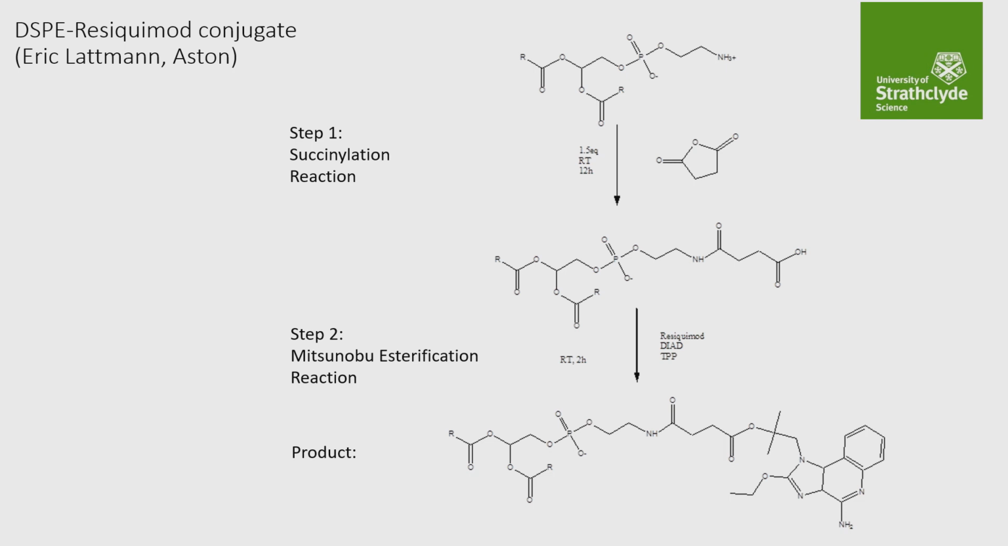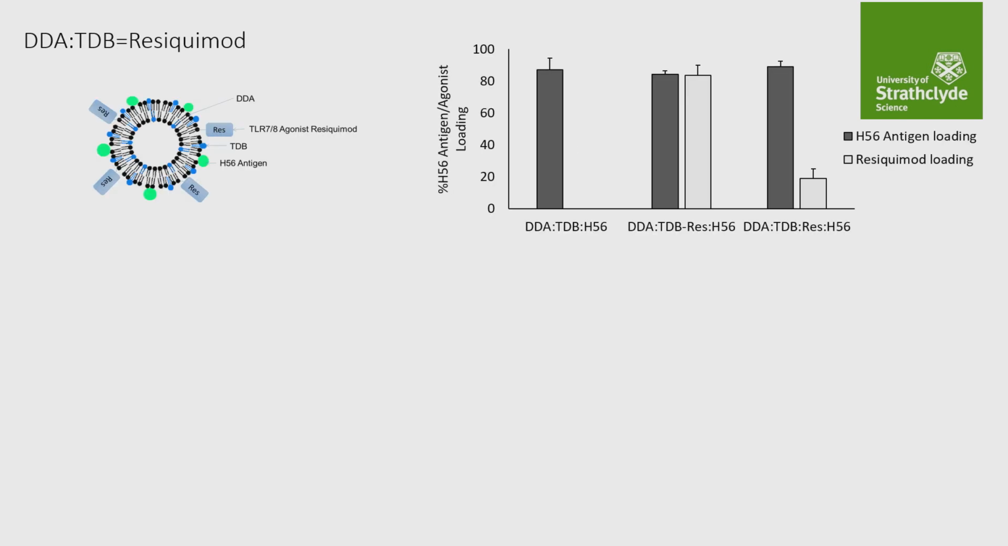So we take our DSPE lipid, and we do a two-step conjugation to get our lipid with the TLR agonist attached to it. So now we have our DDA, our TDB, with antigen adsorbed and then conjugated onto the surface as a TLR7/8 resiquimod agonist. What you can see in the graph here is the first formulation, DDA-TDB, H56, is a normal one. All the antigen is stuck to the surface. If you look at the second bars, you've got the liposomes with the resiquimod conjugated, so you've got antigen there and the agonist, resiquimod. And the third set, we just took our liposomes and mixed them with resiquimod.